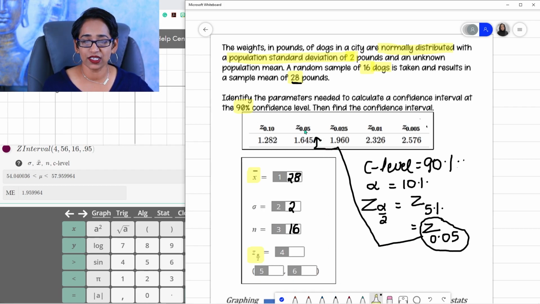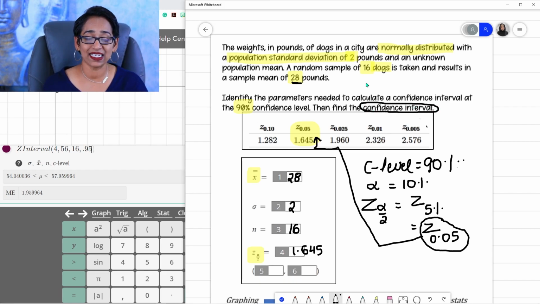So that is your alpha 0.05. You will go ahead and plug that in. You don't have to calculate this one. All these tables will be given to you. So alpha 0.05 is 1.645. And they're asking us to find the confidence interval, right?